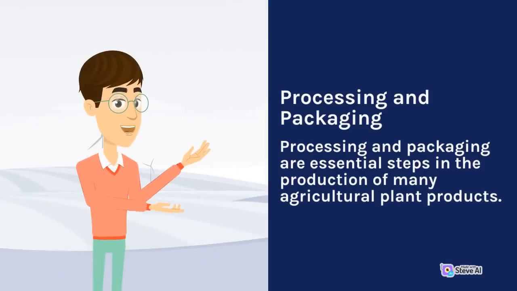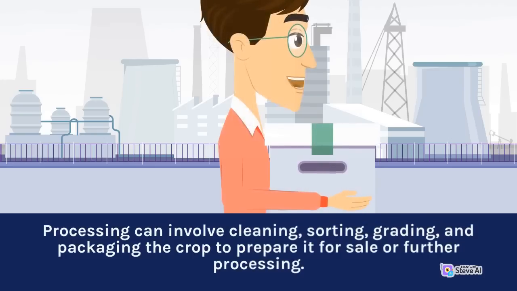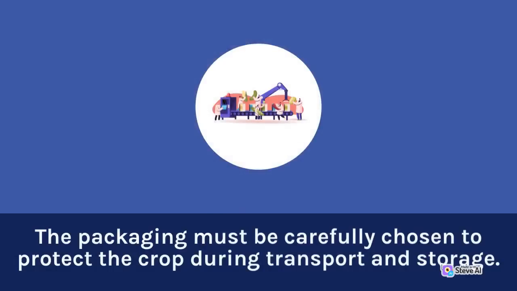Processing and packaging. Processing and packaging are essential steps in the production of many agricultural plant products. Processing can involve cleaning, sorting, grading, and packaging the crop to prepare it for sale or further processing. The packaging must be carefully chosen to protect the crop during transport and storage.